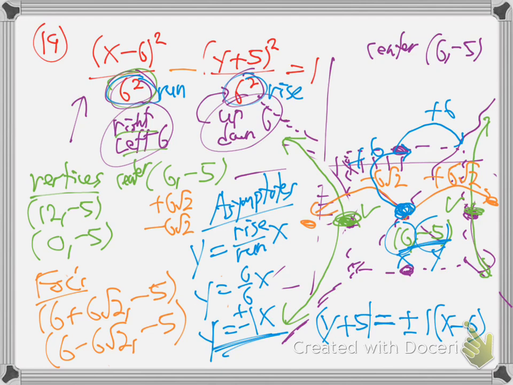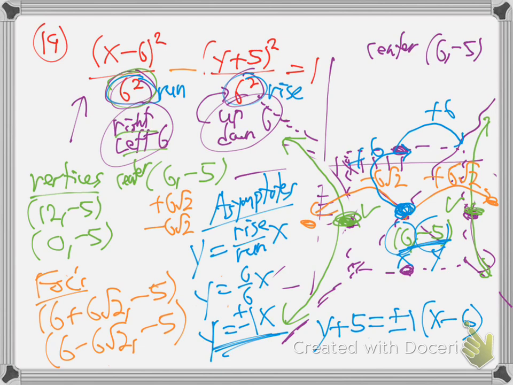You don't need the parentheses. I'll just say y plus 5 there. Okay, let me rewrite that. It got kind of sloppy. So y plus 5 is plus or minus 1, x minus 6. Does that make sense on that?